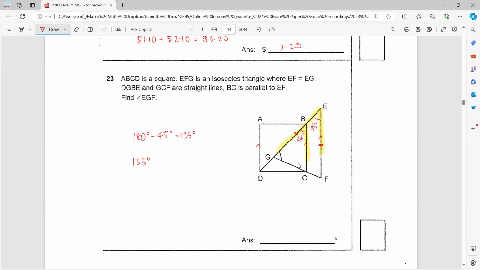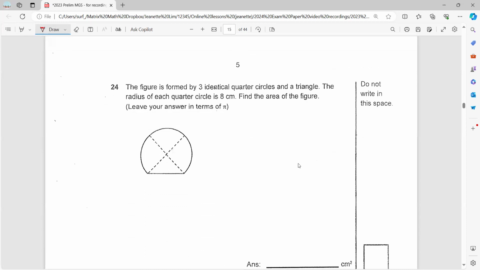So 135 divided by 2 is 67.5 degrees. Next question, question 24. Figure is formed by 3 identical quarter circles and a triangle. Radius of each quarter circle is 8 cm. So find the area of this figure. Now, we find 3/4 of the circle, and then the triangle.